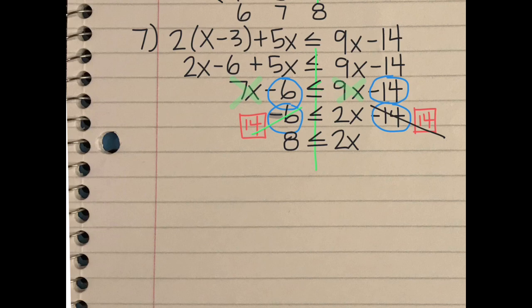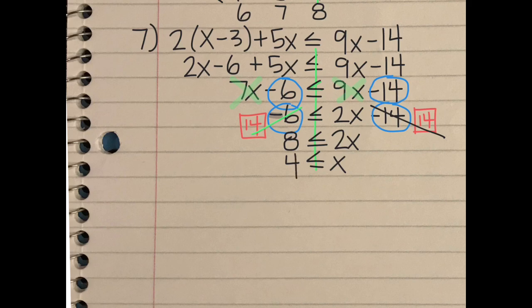So now I'm going to pause here. I'm going to take a look. I have positive x's in this problem. So because I have positive x's in this problem, I can leave my final symbol like this. I know that 2 times 4 gives me 8, so x must be 4.